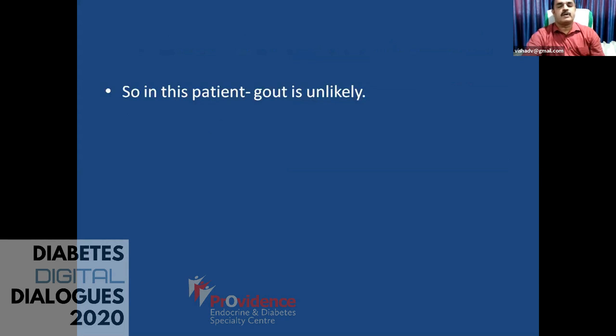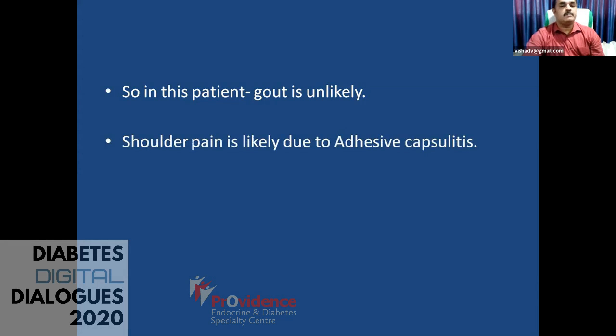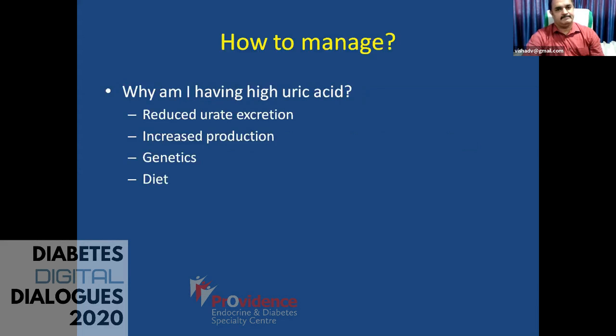So in this patient who complains of shoulder pain in the setting of hyperuricemia, I would tell him that gout is unlikely, and the shoulder pain is more likely due to adhesive capsulitis secondary to diabetes mellitus. Now, how to manage?